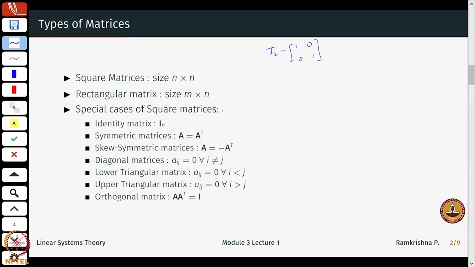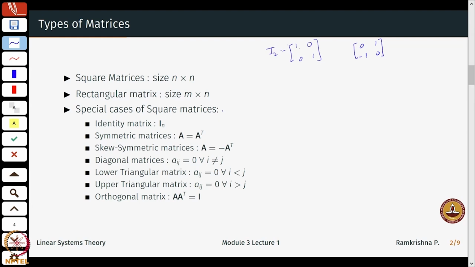Symmetric matrices: A would be equal to A transpose, and I think we all know what the definition of the transpose of a matrix is. Similarly, we have skew symmetric matrices where A is the negative of A transpose. A simple example would be something like this, which is a skew symmetric matrix. You can just substitute and look at it in terms of each element of the matrix.